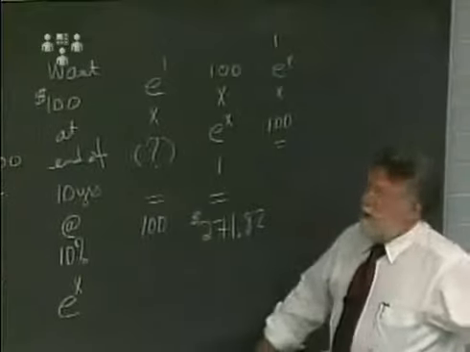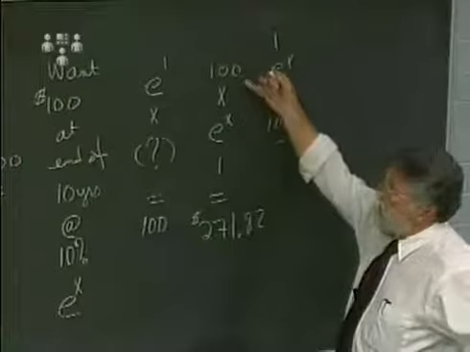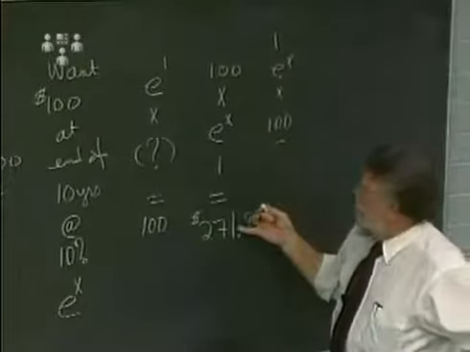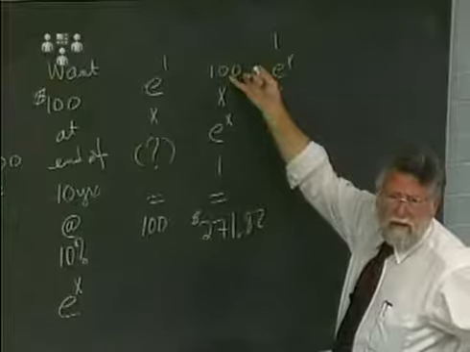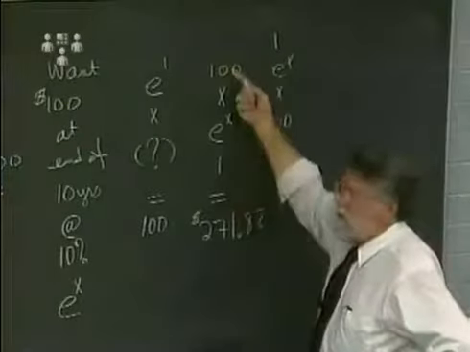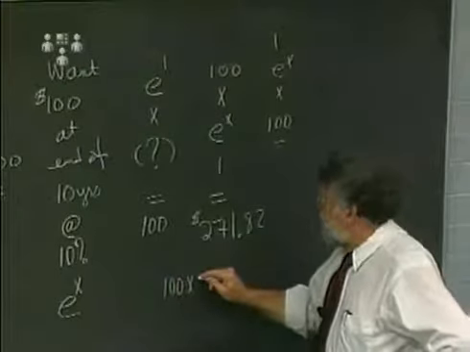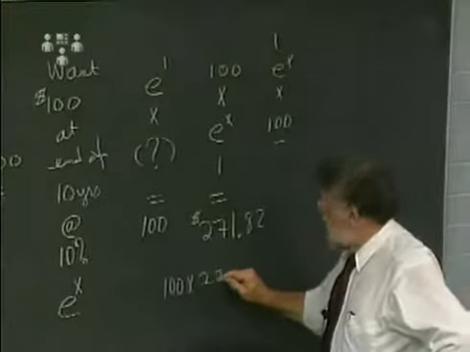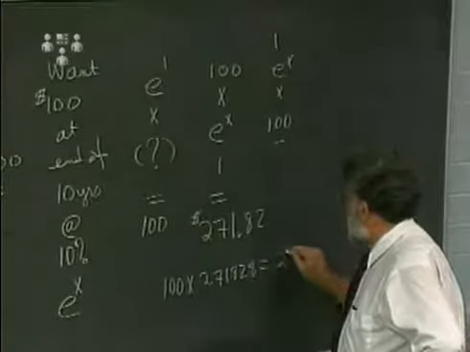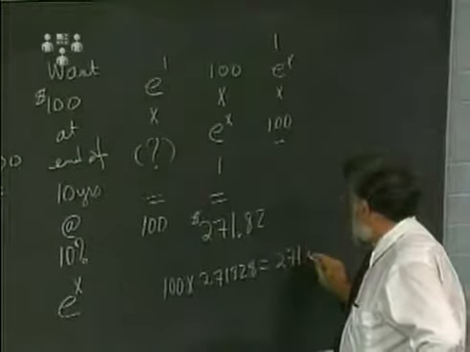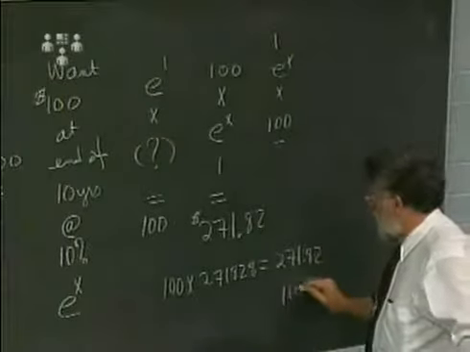Okay? Now, my point is, let's reverse this process. I don't want to know if you start with this, end with this. What happens if you want to end with this? How much money do you have to have at the beginning? So what we did, so you understand, we said 100 times e to the first, which was 2.71828, was how you got to this 271.82.